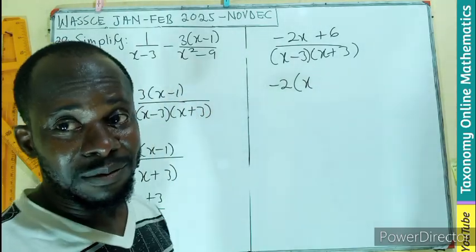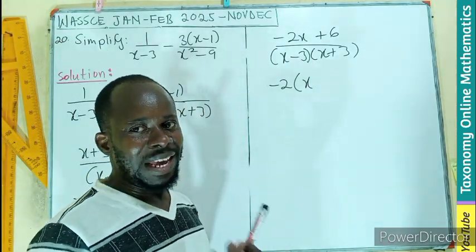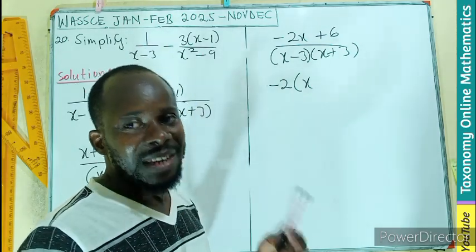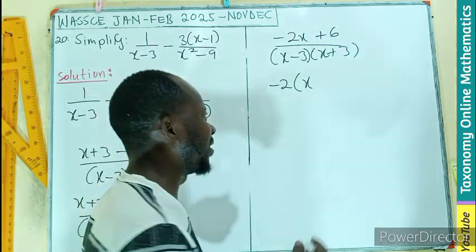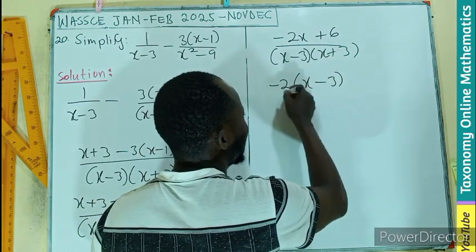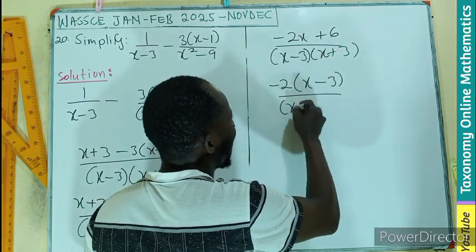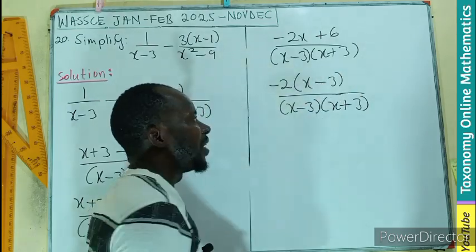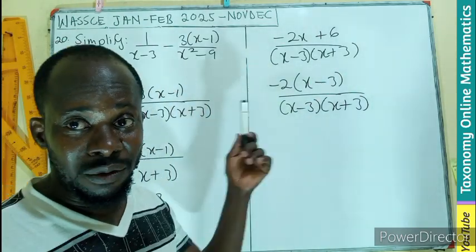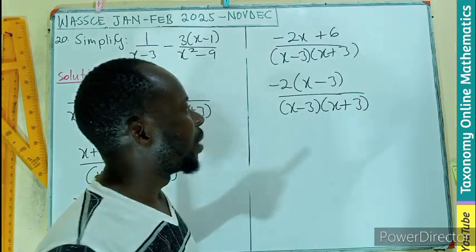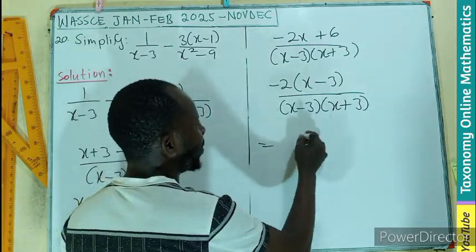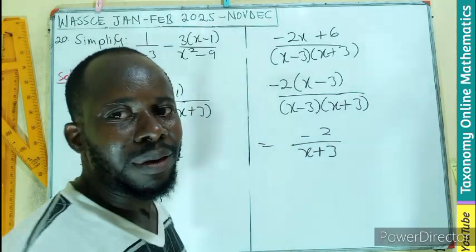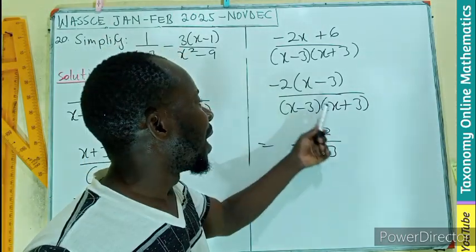Then we are having positive 6 and we are picking minus 2 as common factor. So 6 divided by minus 2 will give you minus 3. So we have x minus 3 divided by x minus 3, x plus what? 3. So you can see the term in the bracket for the numerator has a common factor with this. So they will cancel, leaving minus 2 over x plus what? 3.